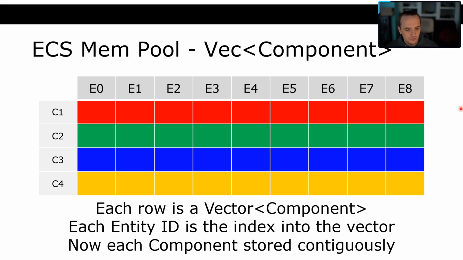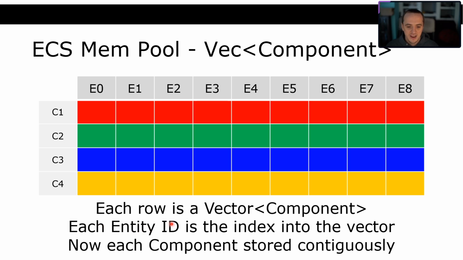Now, how do we access that memory? If we've got a vector of C1s, a vector of C2s, a vector of C3s, how do I know where the transform component of my entity is? Because my data is no longer living in an entity. The entity is no longer a container. The data is living in a memory pool. Right? So how do I arrange all that? I don't know.